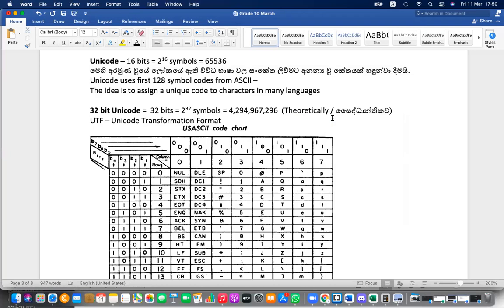And the first 128 symbols are originally from ASCII, right? The first 128 symbols in Unicode are there to respect the predecessor. To respect the predecessor, Unicode used the first 128 codes from the traditional ASCII. Okay, Unicode can be used this way.